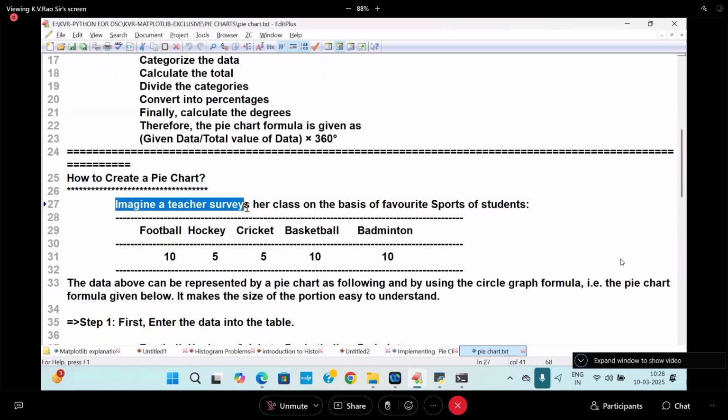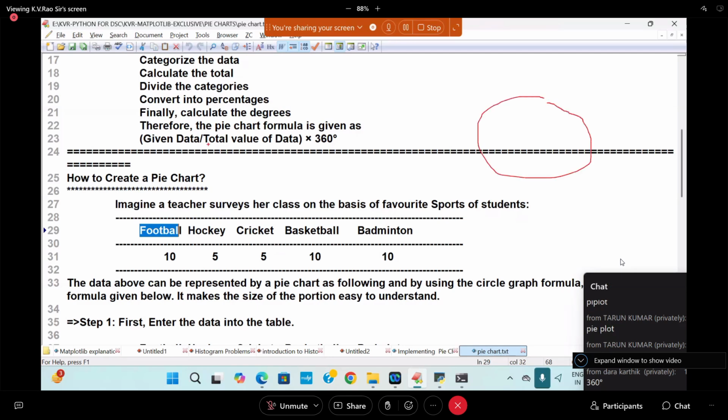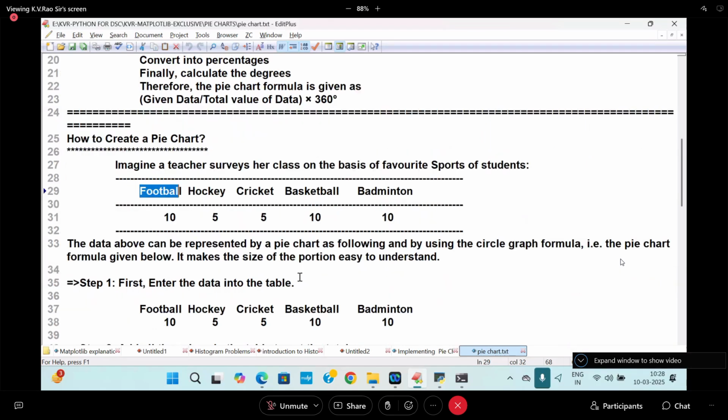Imagine a teacher surveys her class on the favorite sports of the students. Football 10, hockey 5, cricket 5, basketball 10, badminton 10. She surveyed the favorite sport of each student. Are you following me? So, the football total pie chart percentage is how much? 100%. What are the degrees? 360. So what is the football percentage, hockey percentage, cricket, basketball, and badminton percentage? This is my given problem.